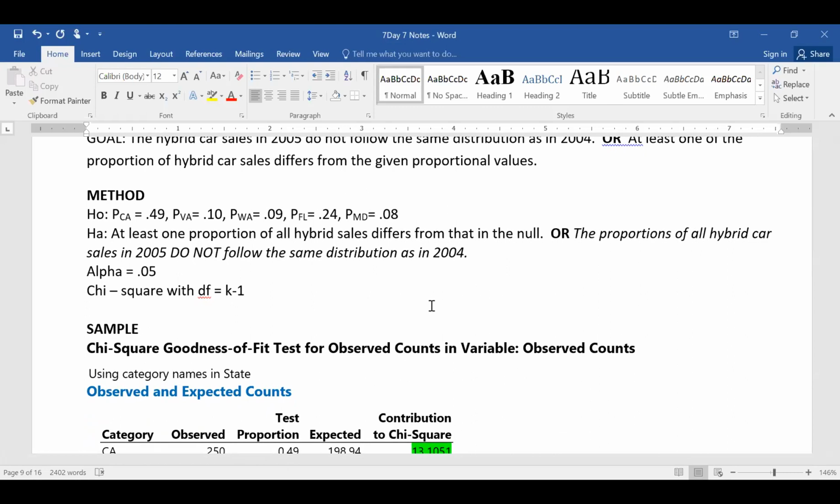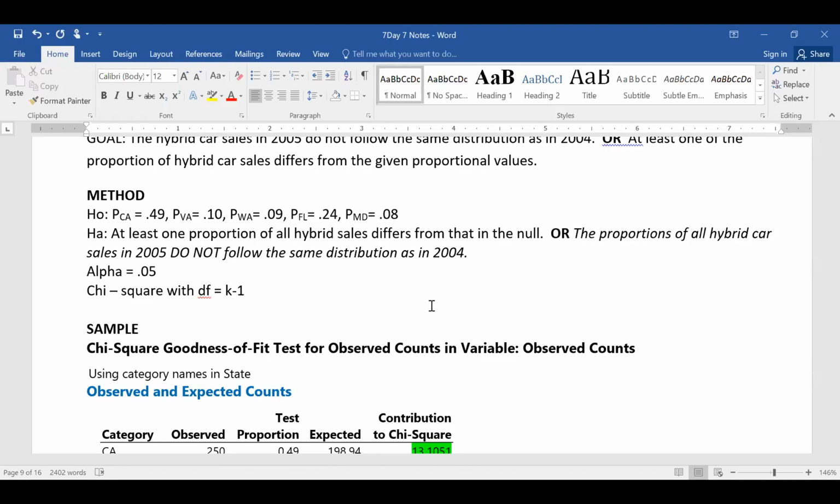And then my HA, as I said, and it's always going to be the same, at least one proportion of the hybrid car sales differs from the null. If you didn't put the context in there, it would be okay. If you said at least one of the proportions differ from the null, I would be okay with that. Just remember the goal should be specific to the context. I wouldn't be so picky about it in the HA, but I do include the context here.